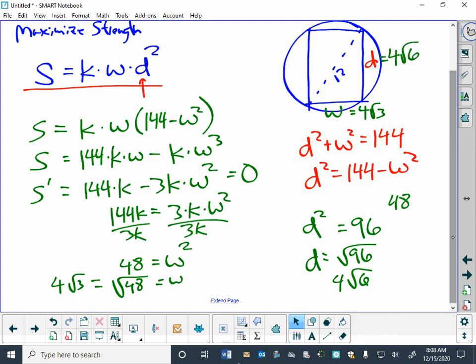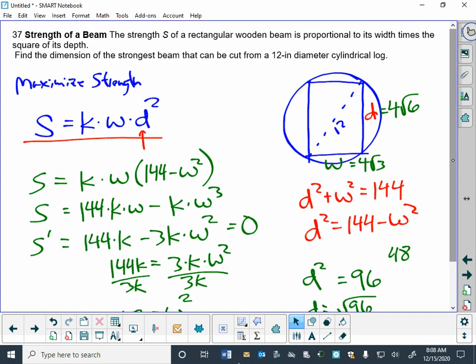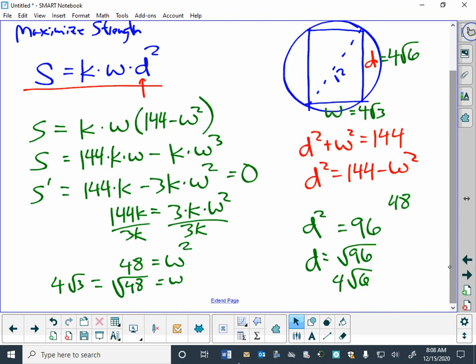And we see the constant of proportionality ended up canceling out, which tells us that the proportions on the beam to make it the strongest are true regardless of what kind of wood this is made out of. But if we were actually calculating the strength, whatever units strength has, we would need the k value to get a strength number out of this. Okay. So there is a final example there.